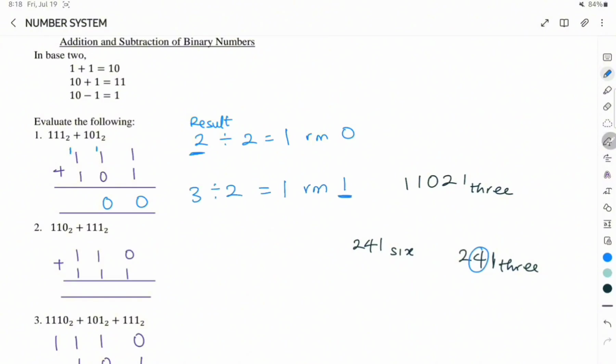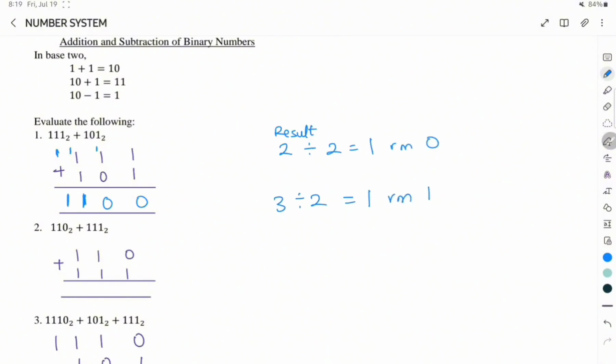So we'll write this remainder first. Now we'll bring up the 1 here. Since we are not adding this 1 to anything, we'll just bring it down. So that means 111 base 2 plus 101 base 2 is equivalent to 1100 base 2.